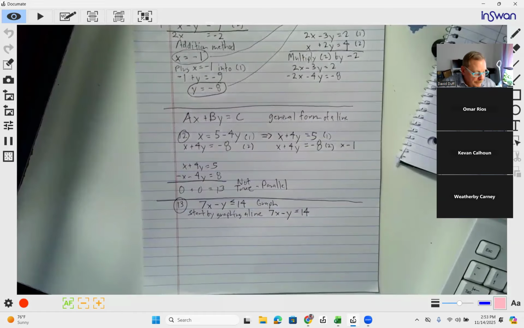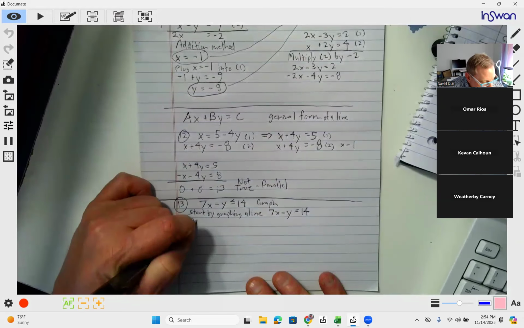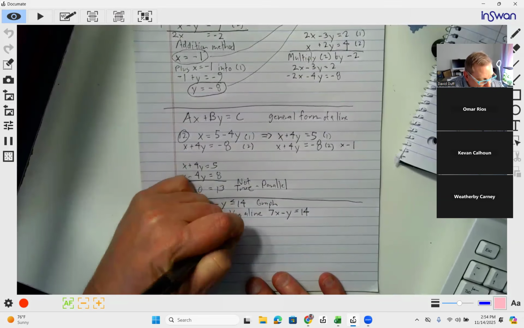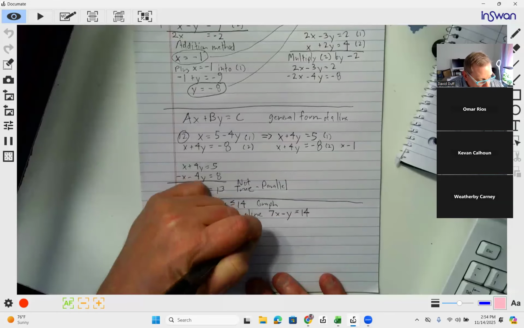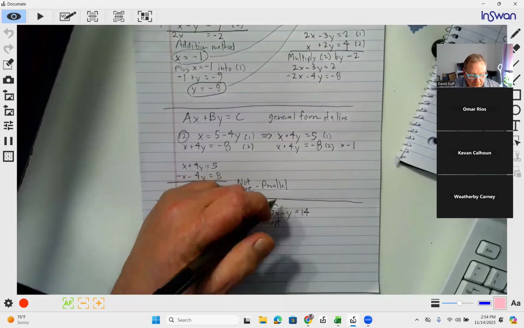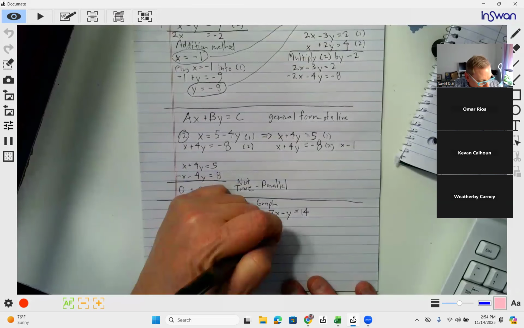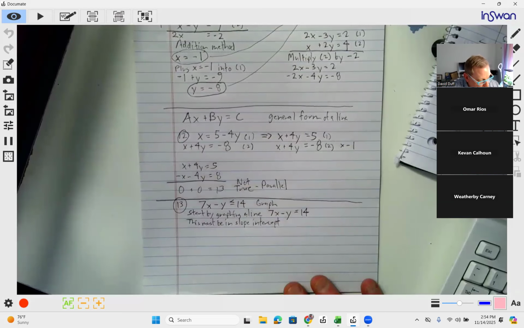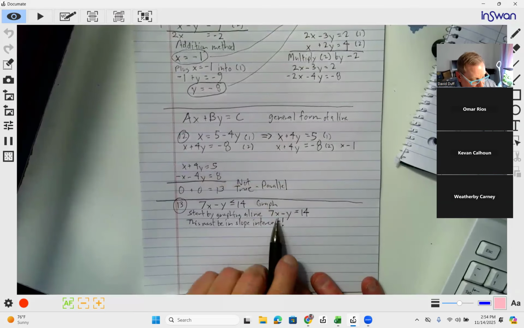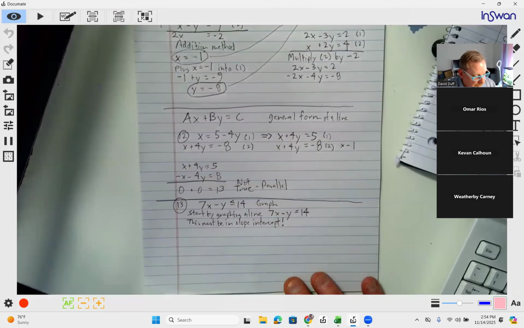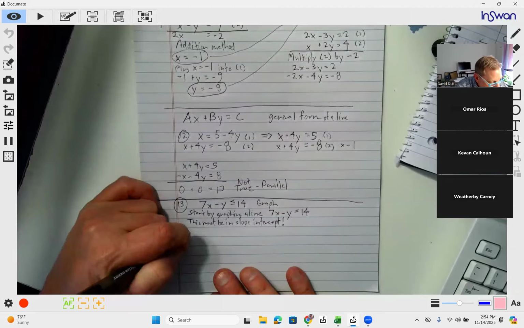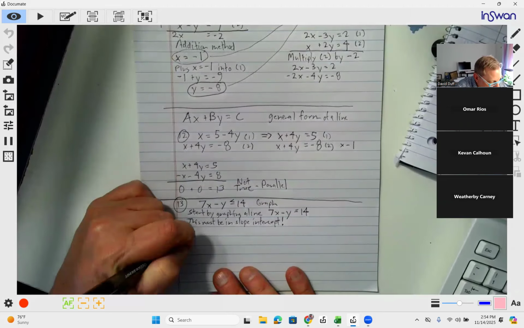So this must be in slope-intercept form. This is very important because this whole idea of using a test point, it's very confusing. But what I'm about to show you is much less confusing. So in order for you to use this technique, I have to put 7x minus y equals 14 into slope-intercept form. So how do I do that? I need a y by itself on the left-hand side.